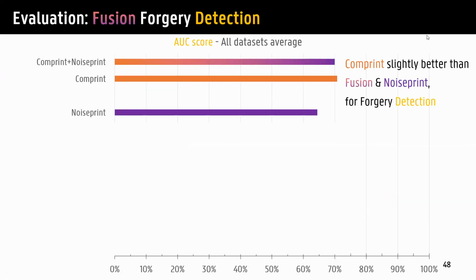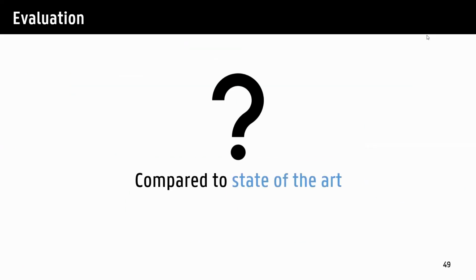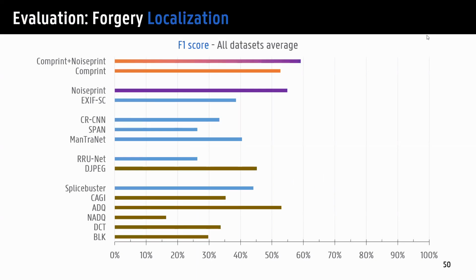For forgery detection, on the other hand, on average, Comprint performs slightly better, although the difference is very small. So, of course, all of these results have to be placed into context compared to the state of the art. Here we see, from a bunch of different methods that we tested, the F1 scores for forgery localization. At first sight, we see that Comprint and the fusion perform quite well. They're on the top of all the methods.